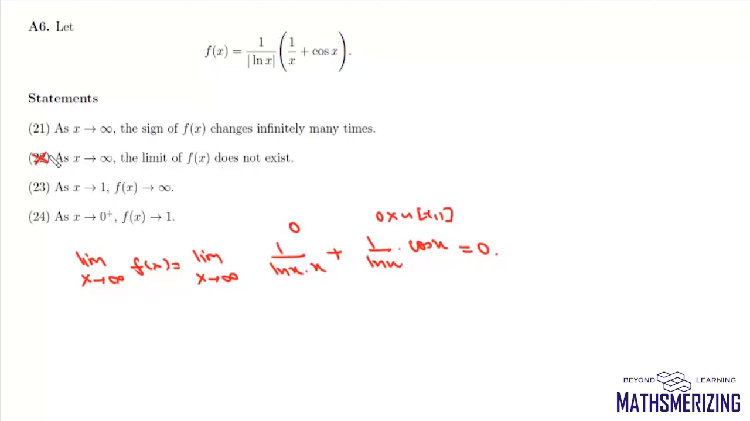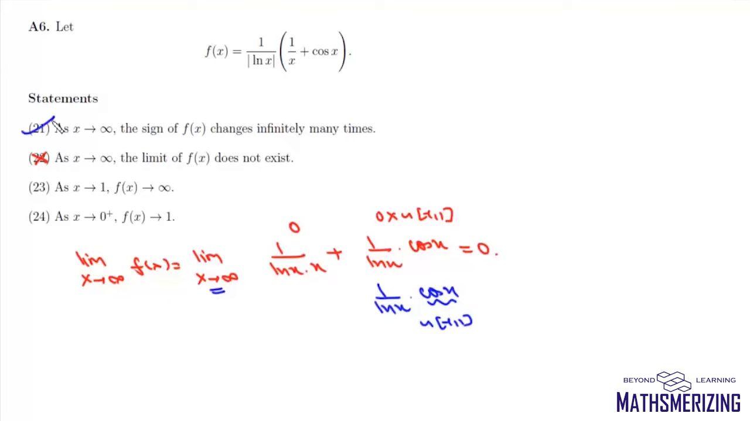Now what about this 21? As x approaches infinite, we have this term 1 upon log x into cos x. Now this cos x will oscillate between minus 1 and plus 1. So the value of this function f(x) is going to oscillate when x tends to infinite. That means this statement 21 is correct.